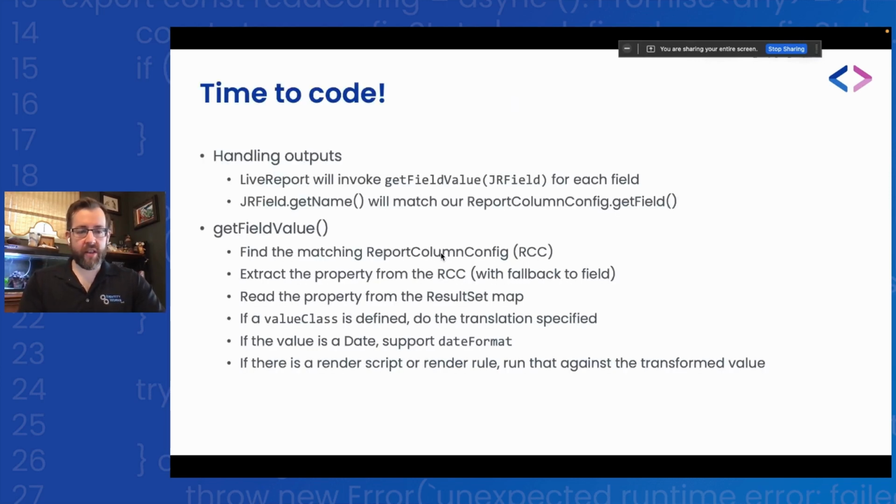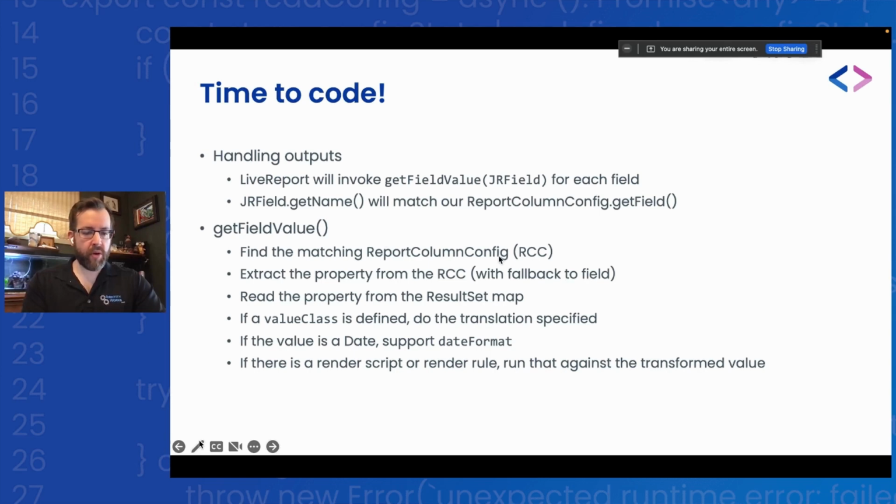So we're going to go straight to handling outputs. For every output field, live report is going to invoke this get field value with JR field. It has a name, and that name will match our field name that we configured in our columns. So our get field value needs to do these things.